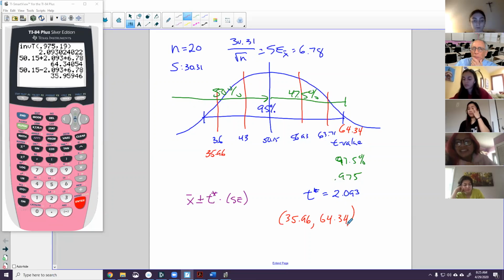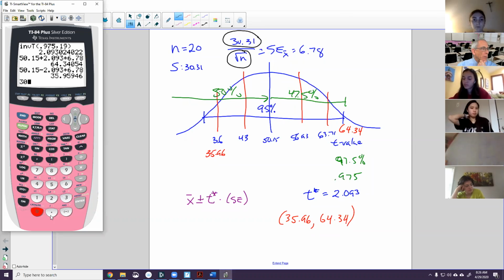Which part is where, where did you find the SE? The SE is the standard deviation from my sample divided by the square root of the sample size. So if I take 30.31 and I divide it by the square root of 20, I get 6.78.